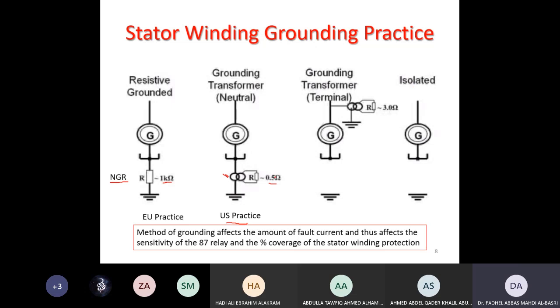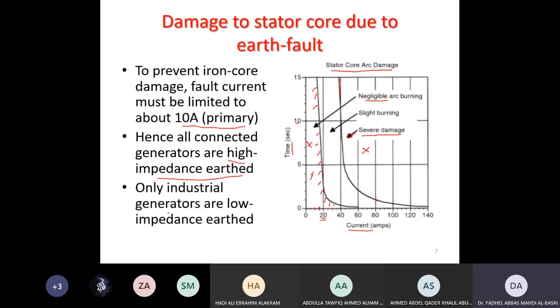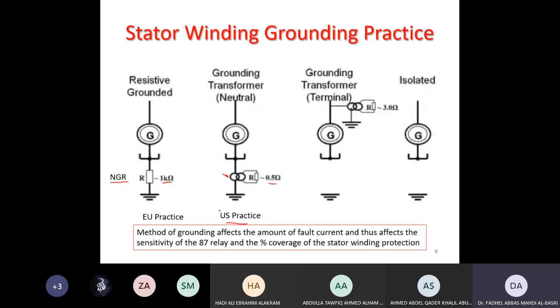We could also have low resistance grounding. Low resistance is normally used for small generators or industrial generators, and maybe in small plants, standby generators or diesel engines, we could also ground directly through a small resistance, or solidly grounded. Solidly grounded means directly connected to ground instead of through a resistance.